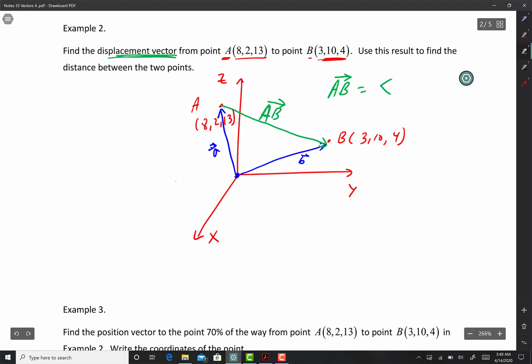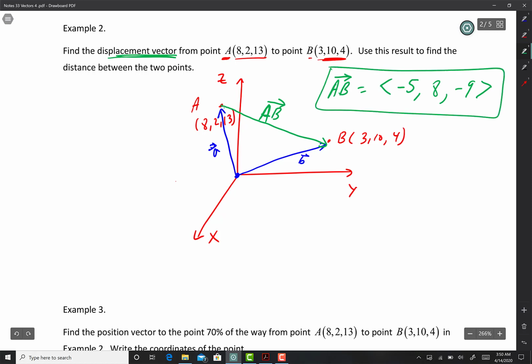Let's see. I was at 8 and I went down to 3, so that means I went down -5. And then I was at 2 for the y value and I went up to 10, so that means I went up 8. And then I was at 13 and I went down to 4, so that means you went down 9, so -9. There is my vector AB.